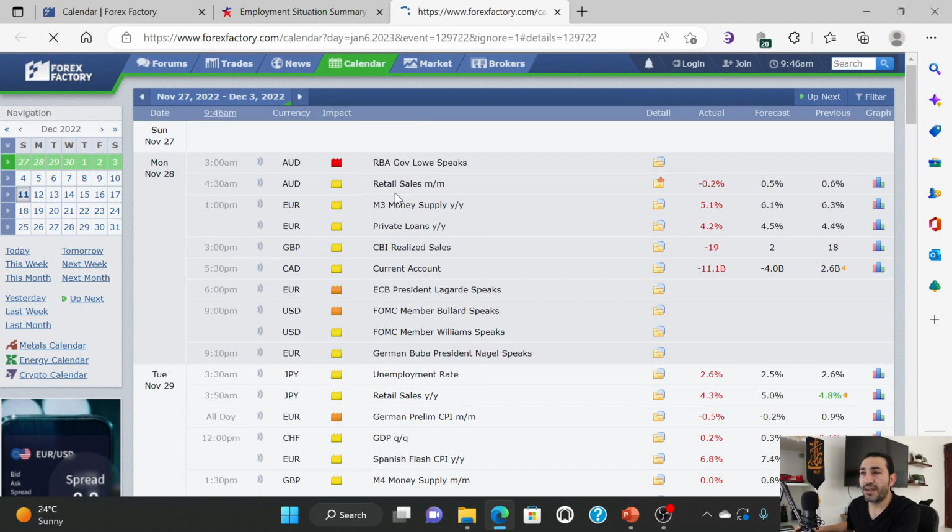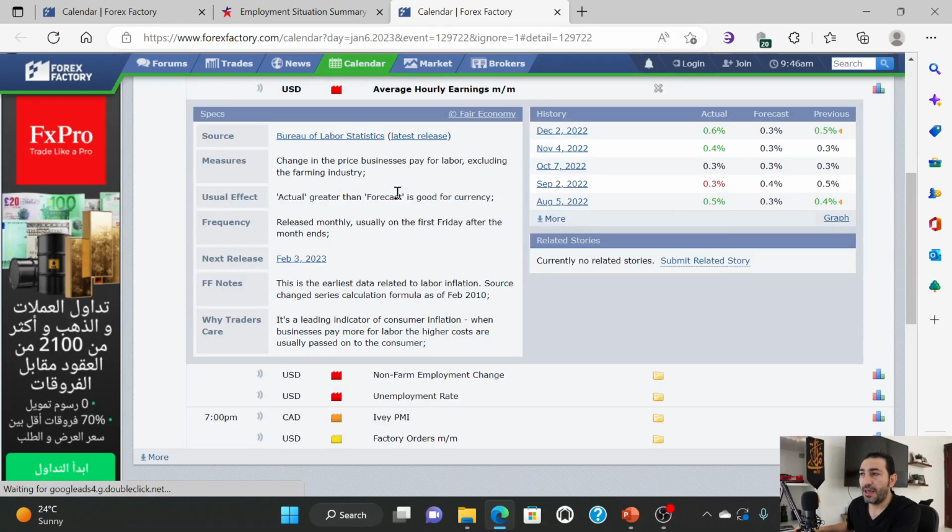And if I go to the Forex Factory website, I will find the indicator and the details of the indicator here. So you can see this is the producer or the company who's preparing this indicator and producing it. And this is all the data around it. So you can see if the indicator's actual is greater than the forecast, it is good for the currency.